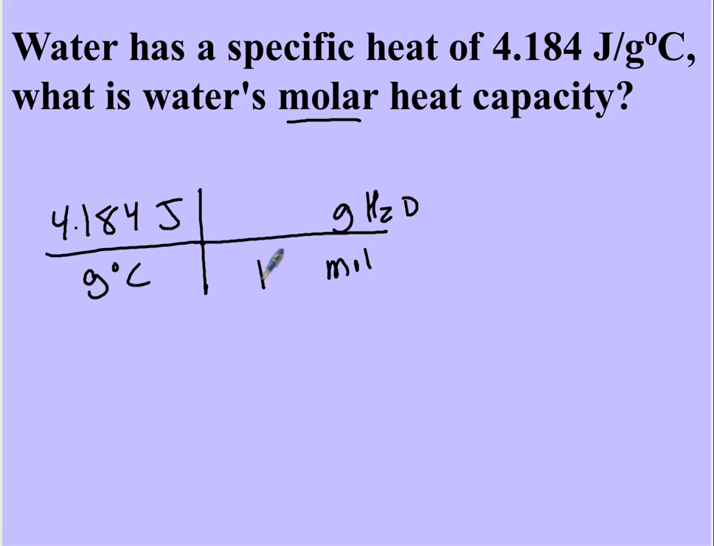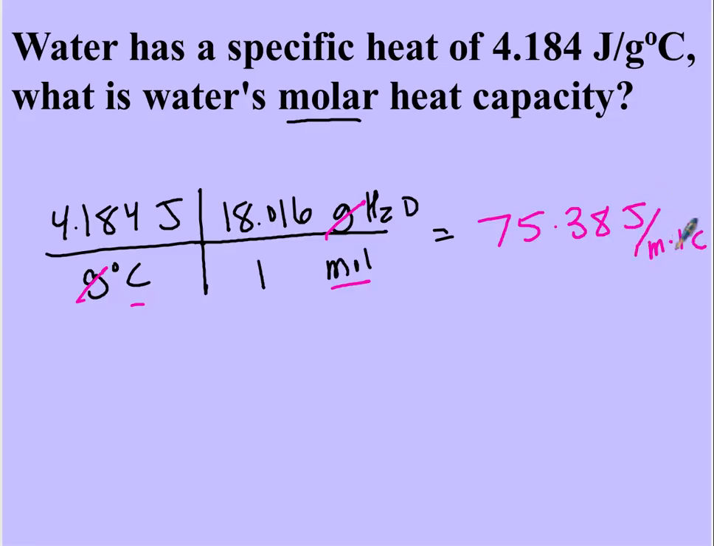So 1 mole of water is 18.016 grams from the periodic table. Notice that my grams then cancel out, leaving me with joules per mole degree Celsius. So we get 75.38 joules per mole degree Celsius.